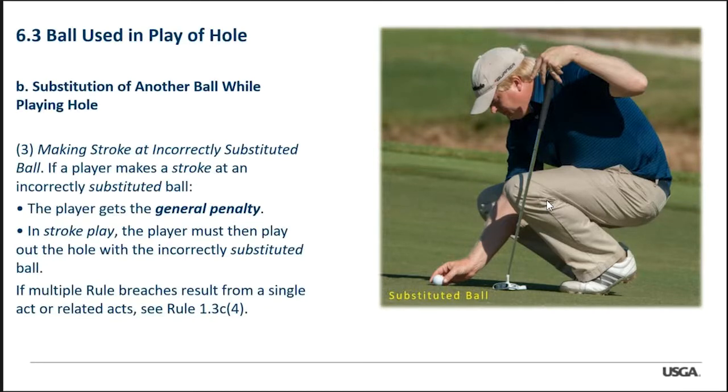Okay, and if multiple rule breaches result, we're going to look at 1.3c. So if we play from a wrong place or we clean it and so on and so forth, 1.3c(4) will cover whether or not there are multiple penalties. You're going to see that sentence a lot in the rules. Underneath this rule, look underneath 1.3c if there's a multiple breach. It's a very common rule that we're going to be dealing with.